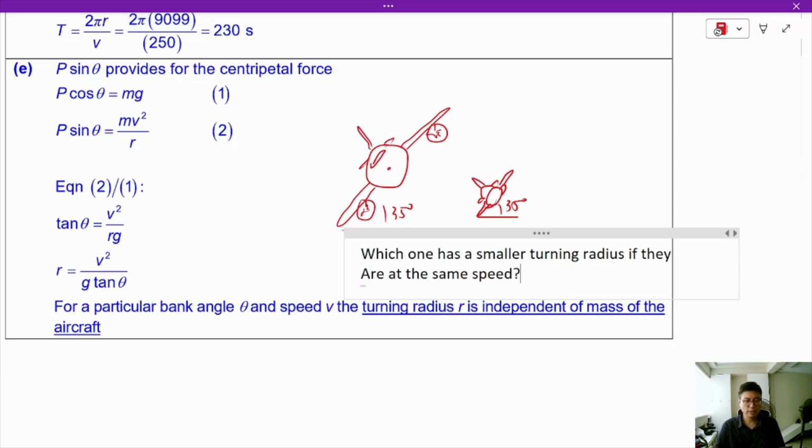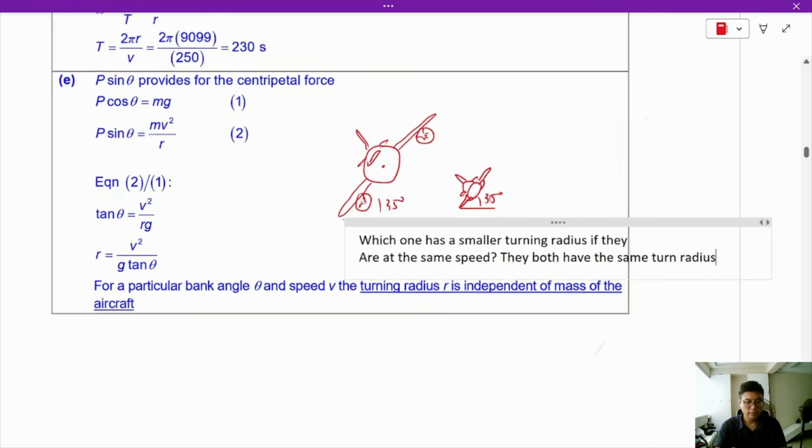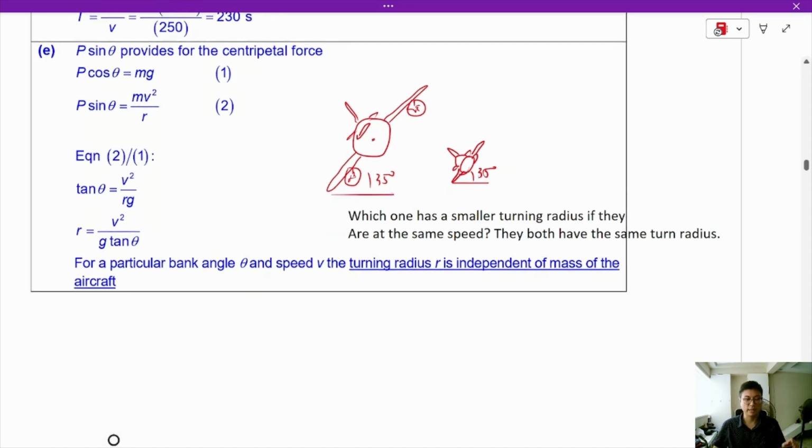And the answer is, neither. They both have the same turning radius. Okay, so this gives you a little bit of food for thought about Top Gun and everything else.